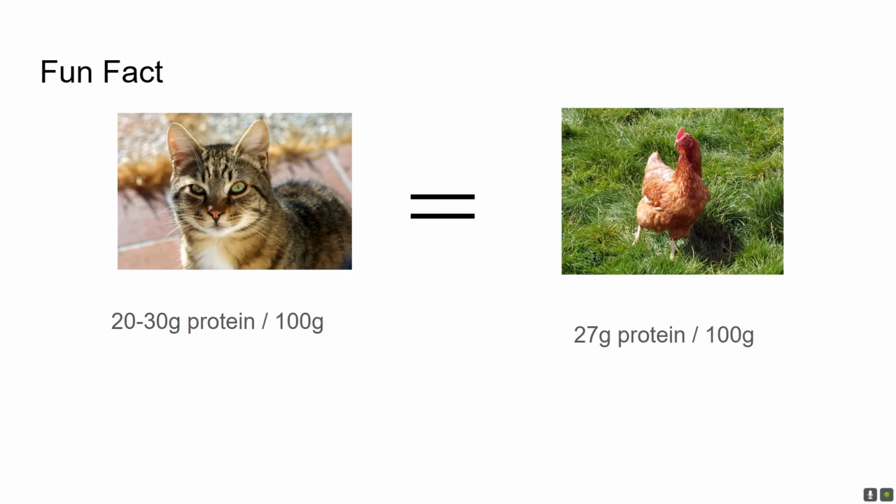But first, a fun fact. Did you know that a cat has around 20 to 30 grams of protein per 100 grams? It's very similar to chicken.